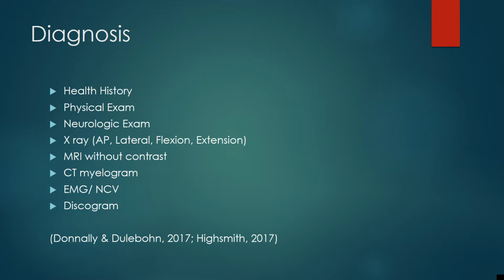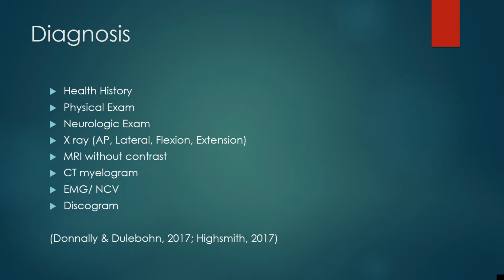X-rays are reviewed on that first exam with the anterior, posterior, lateral flexion and extension views. They give a good look at the bones and the disc heights, and the flexion and extension shows the mobility of the spine in the different positions. That can show sometimes some instability when the disc moves anteriorly.